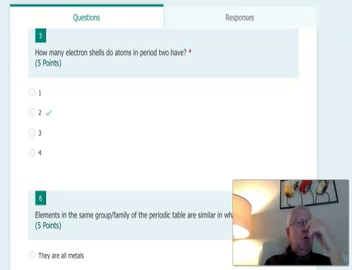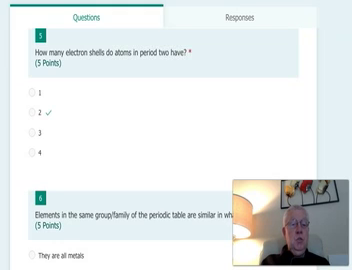All right, now question number 5 was, how many electron shells do atoms in period 2 have? So there's no looking at the periodic table. You just have to know, so write this down if you need to, that there are the same number of shells as there are the number of the periods. Just 20 seconds ago, we went through and counted each of those periods.